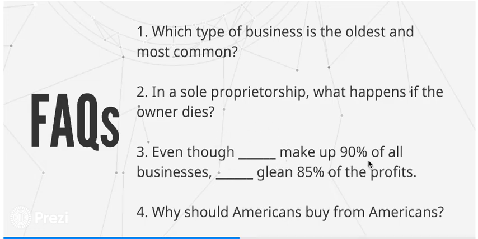Even though sole proprietorships make up, sorry, I lied earlier, 90% of all businesses, corporations get 85% of the profits. And in the last one, in an effort to make sure that we are protecting American businesses, why should we buy from Americans? Because we're keeping the money here in the U.S. And that has been Types of Businesses.